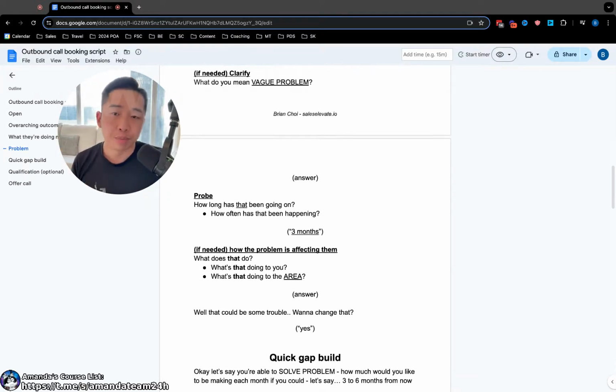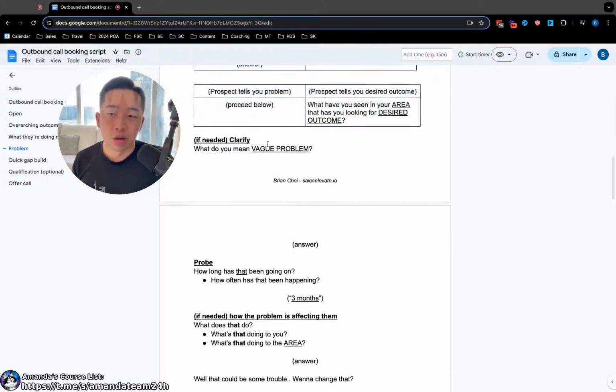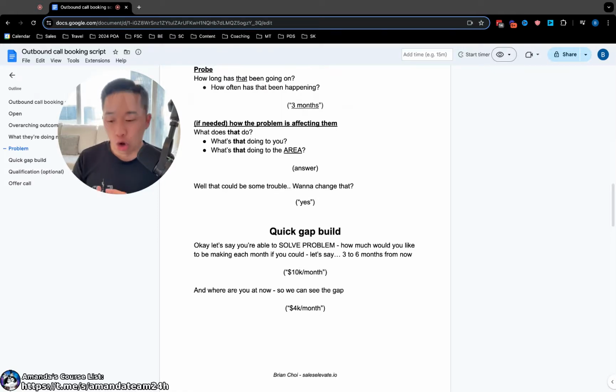At that point, if it's vague, you clarify: oh, what do you mean inconsistent? Because inconsistent is a subjective word. But if it's quite clear, you don't need to ask the clarifying question. After that, you want to probe. Again, if they already expanded the problem enough, you don't have to, but you can probe into, oh, how long has it been going on? You can also ask how often. You can ask both if you want. The reason why is because the longer the problem prolongs, the higher the pain point goes, right? They'd be like, 3 months.